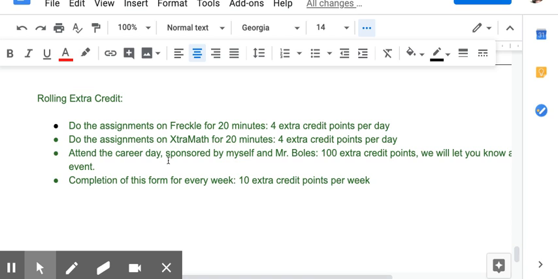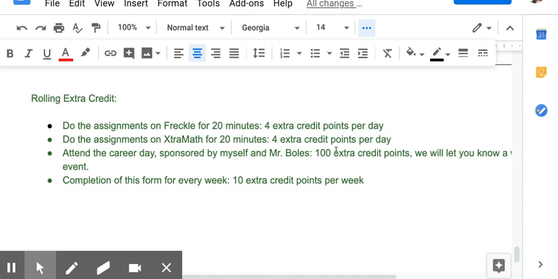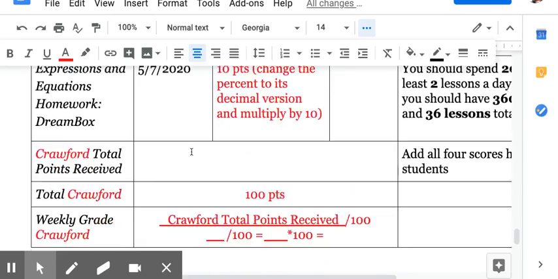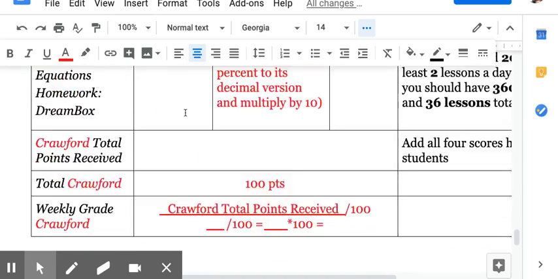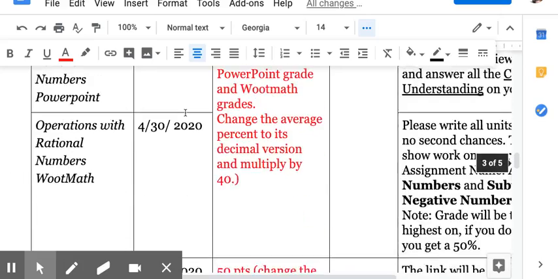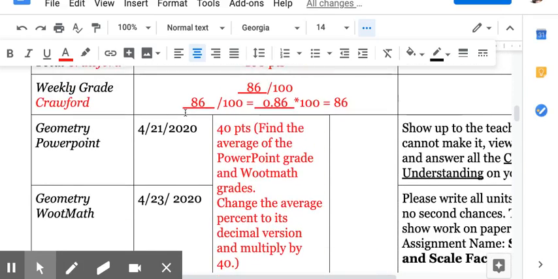And then, too, if you attend the career day for my class, if you're from my class, you get 100 extra credit points. And if you do this form and you complete it correctly every week, you get a good 40 extra credit points. Okay, that's if you complete it. If you have it completed, all right.